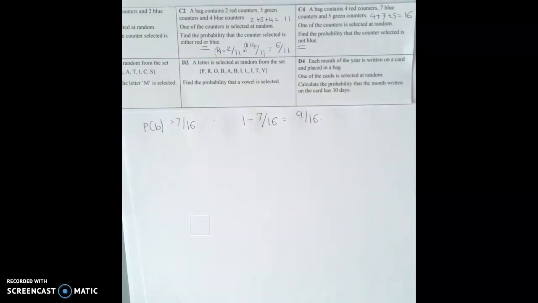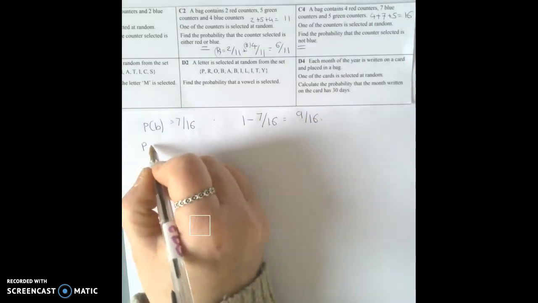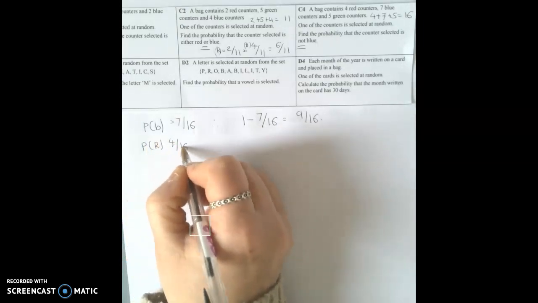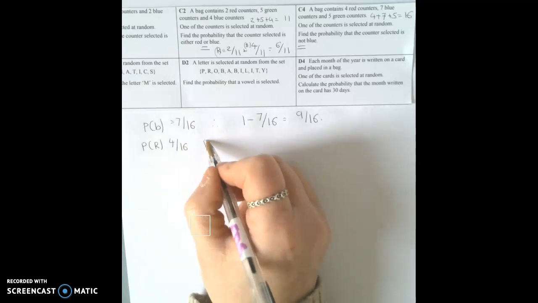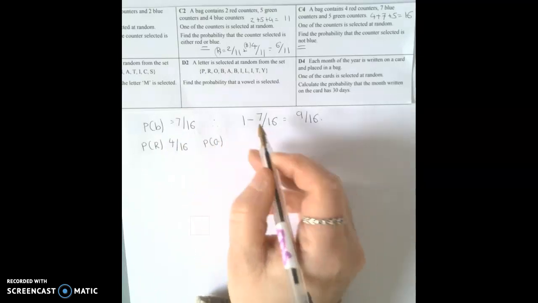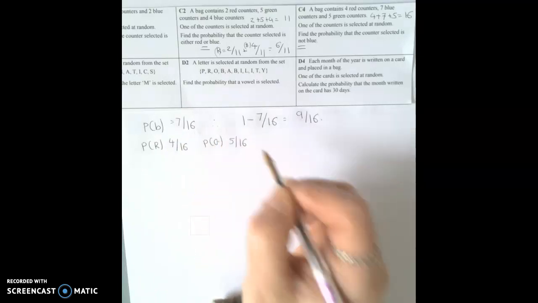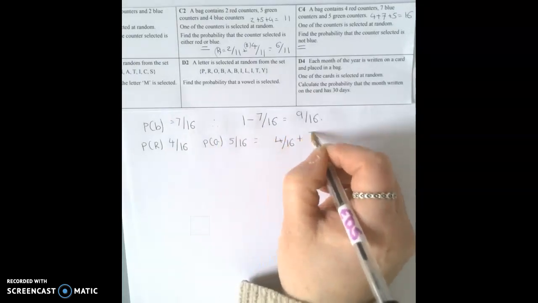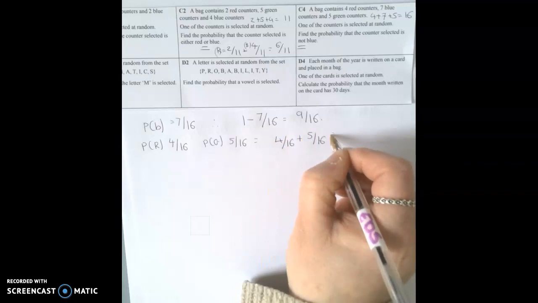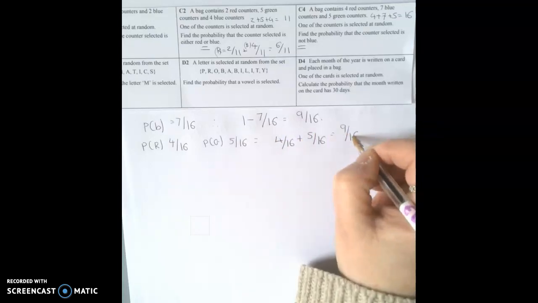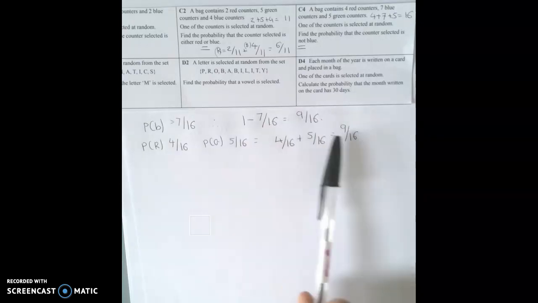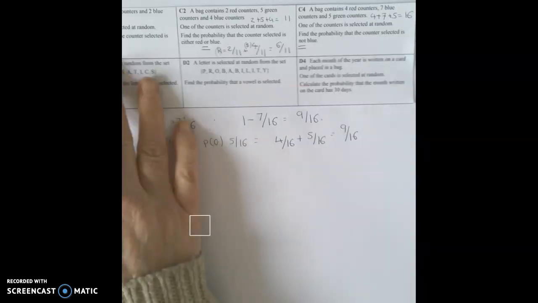So the answer is 9 out of 16. The other way we could have done it is to work out the probability of picking red, which would be 4 out of 16, and the probability of picking a green would be 5 out of 16. If we added them together, that would give us the probability of picking either a red or a green counter and not a blue one. So you can see they are both the same.